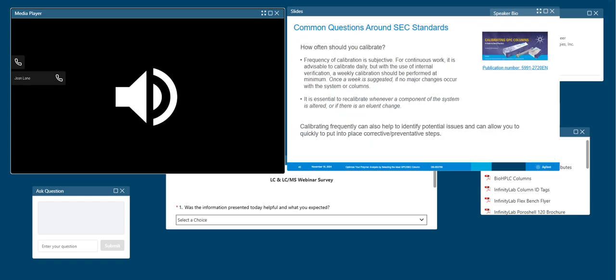Another question very often asked regarding the standards is how often should you calibrate? The frequency of calibration is subjective. For continuous work, it's advised to calibrate daily, but with the use of an internal verification, a weekly calibration should be performed at minimum. Once a week is suggested if no major changes occur within the systems or columns.